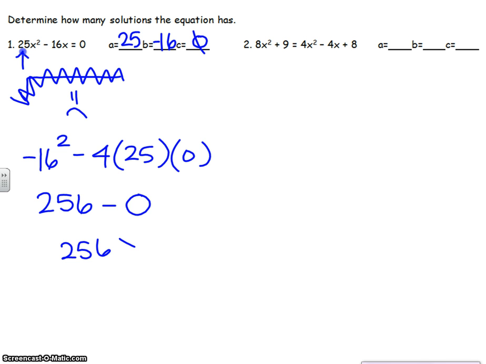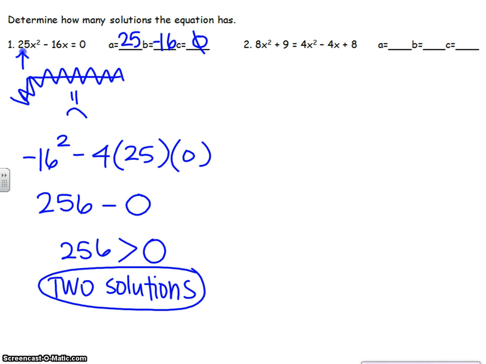Now what we need to look at is this number is positive. It's greater than 0. So the answer to our question is going to be it has two solutions. So today we're really interpreting what we're using, and we're not so much worried about that 256 or what the solutions are. We just want to know there's two solutions.